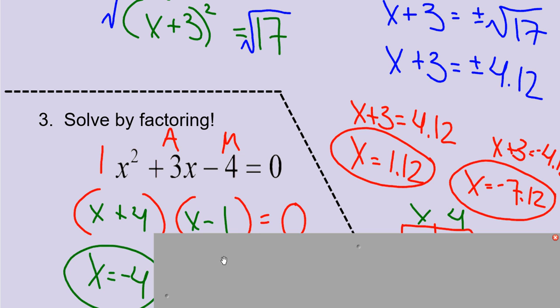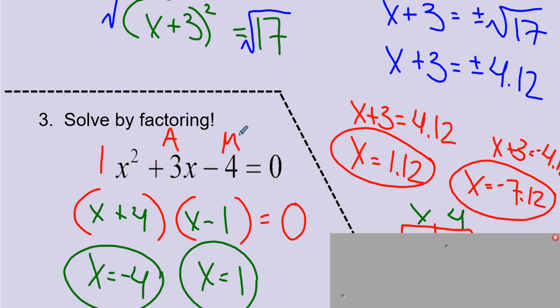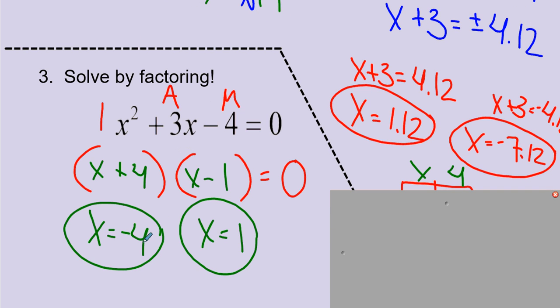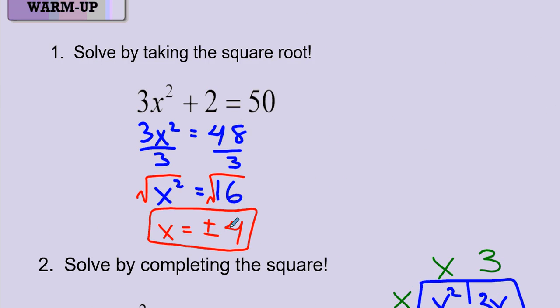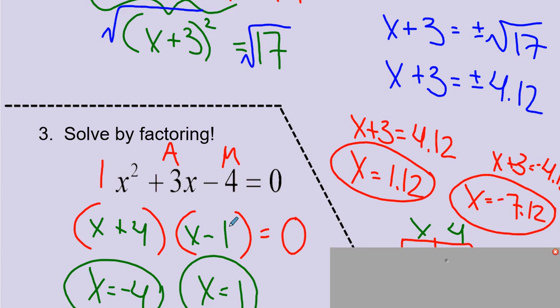The last one is solve by factoring. What numbers multiply to make negative 4 and add up to be 3? It'd be positive 4 and minus 1. Those are your factors, and your two solutions then would be negative 4 and positive 1. And those are your three tools. You have square roots, completing the square, and factoring.